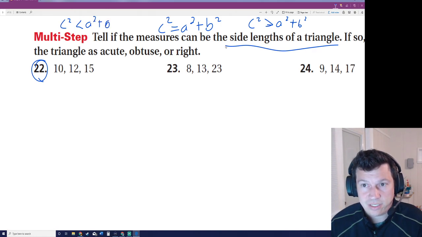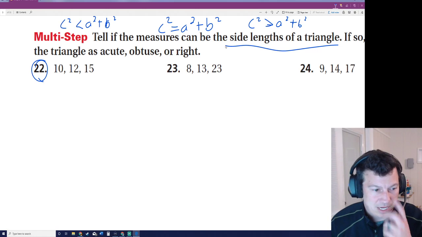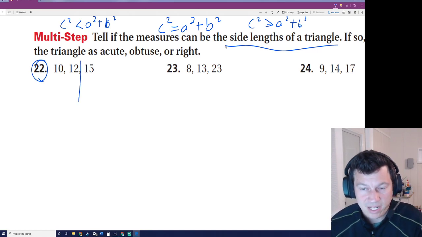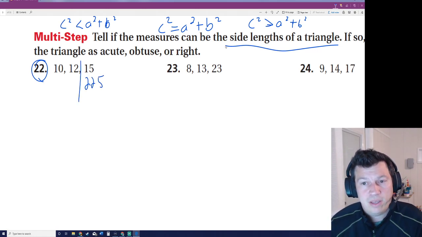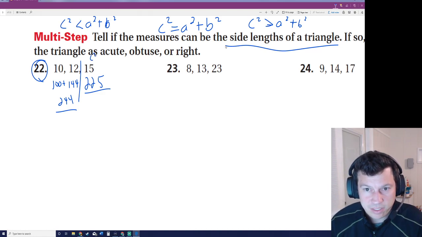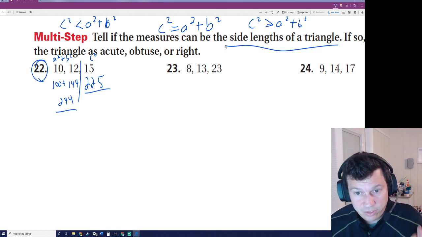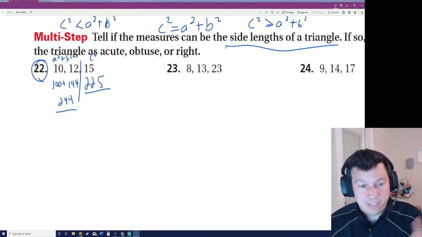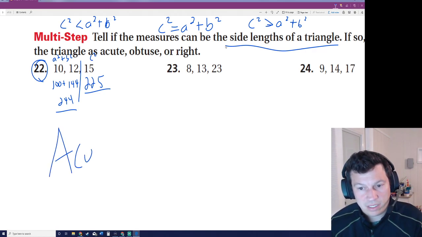So c is going to be the biggest side, so we square them. Here's my biggest side: 15 squared is 225. 12 squared is 144. 10 squared is 100. So this is 244. I'm comparing this to this: 225 is c squared, and this is a squared plus b squared. So 225 is less than 244. So c squared is less than, and if c squared is less than, it's acute.